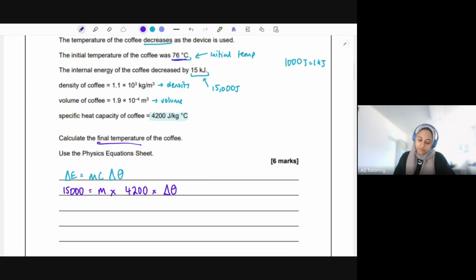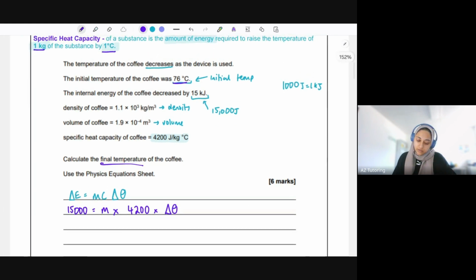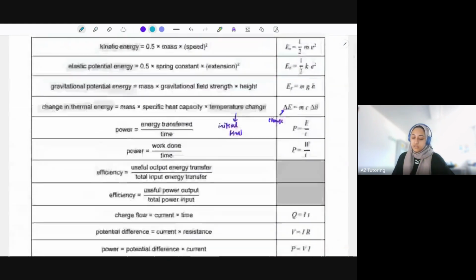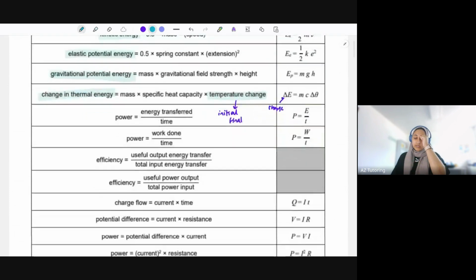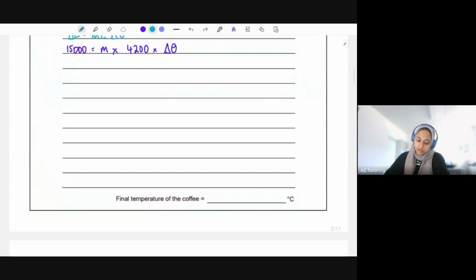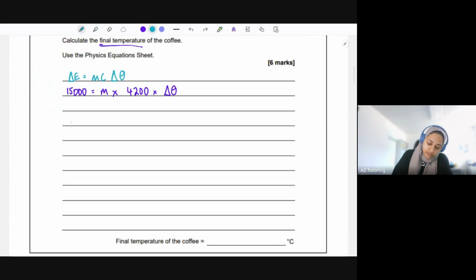Okay, so we need another equation to be able to work out the mass. So how are we going to work out the mass? We're going to be using this density and volume over here. So we need to look at our sheet and figure out what else has density and volume in it. And there's only one equation we can use, and that's this one here. And it's got that mass that we need to find. So we're going to be using density equals mass divided by volume. Write that down for the examiner as well. So using density equals mass divided by volume.